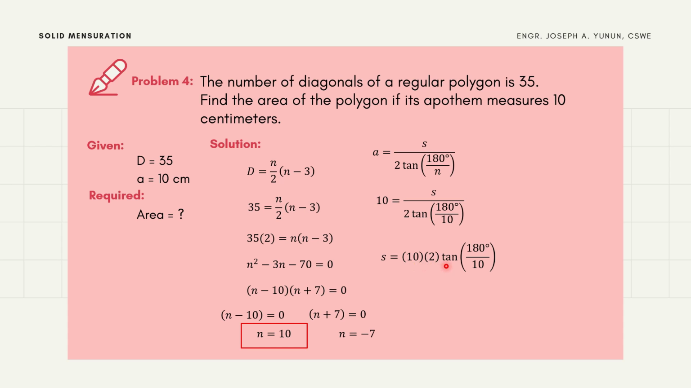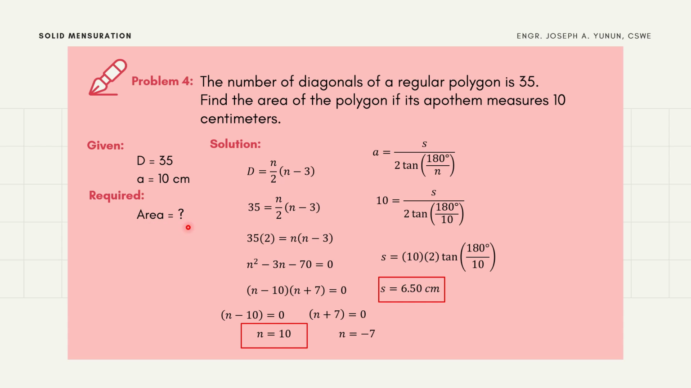Simplifying, you'll get this equation: 10 multiplied by 2, then multiplied by tangent of 180 over 10. Then using your calculator, you could get the length of each side as 6.5 centimeters. Now the required is the area.